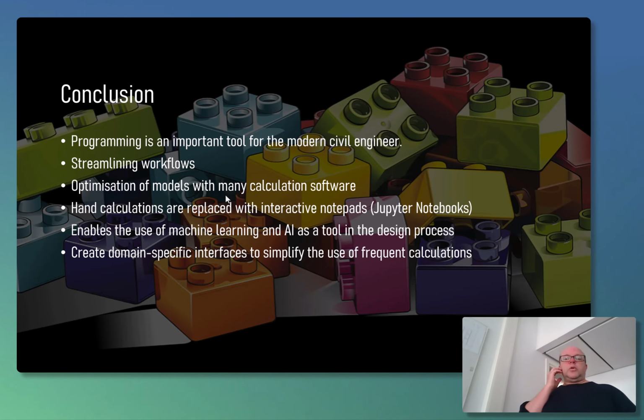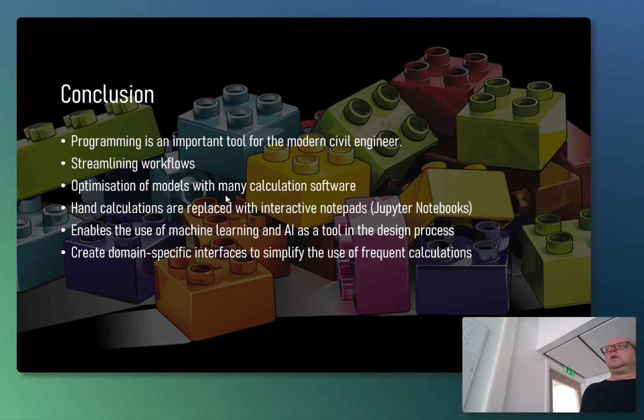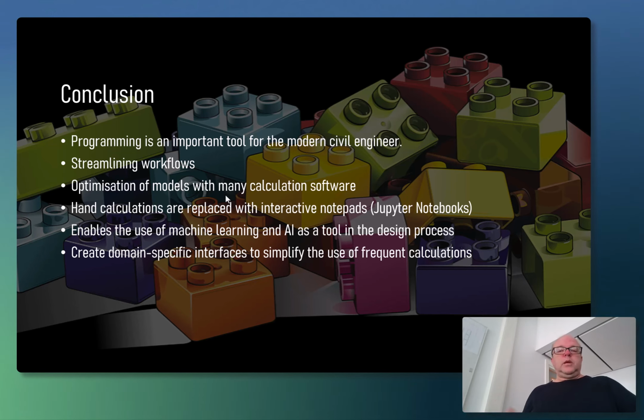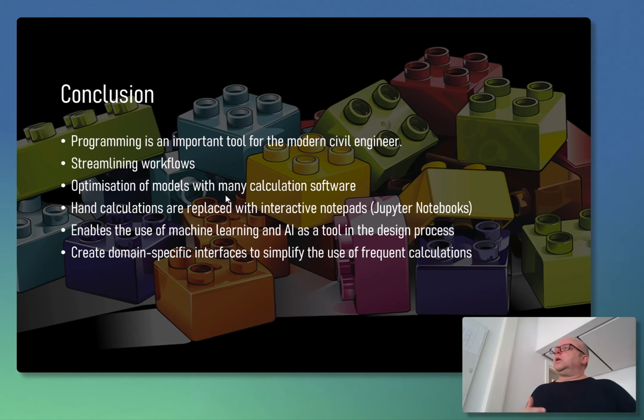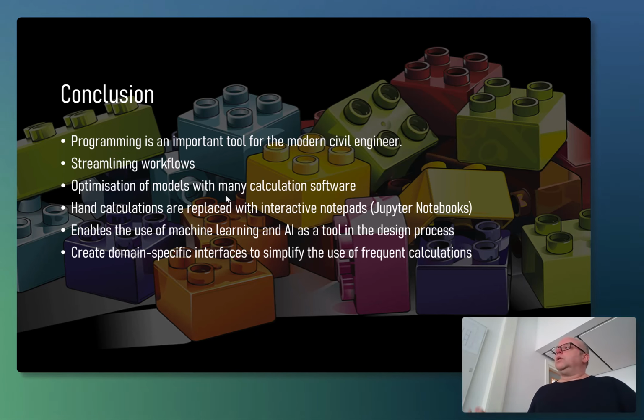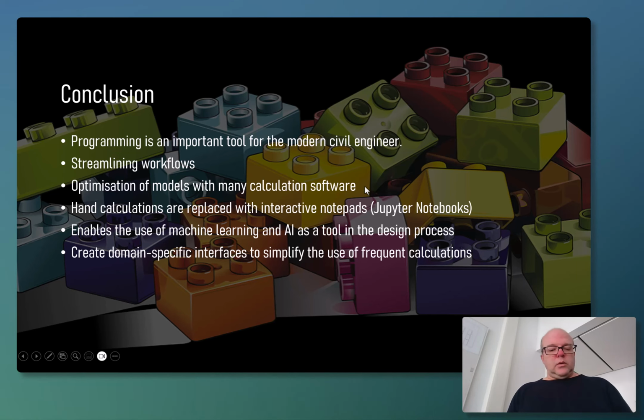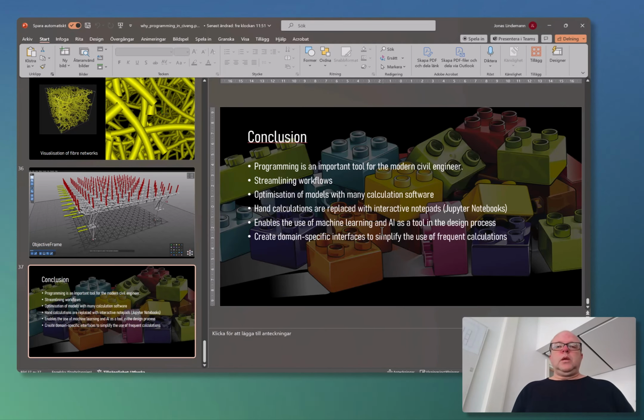So programming is important for the modern civil engineer. It streamlines workflows. You can optimize models with many different packages. You can replace hand calculations with interactive notebooks. You can enable machine learning as a tool in the design process. And you can create domain-specific interfaces to simplify frequent calculations. So this was to give you an overview of why we should use this, or what you can bring with you from this course.